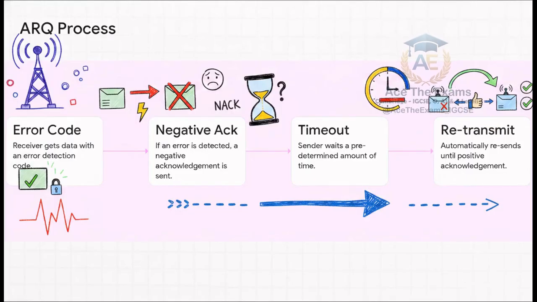Moving to Challenge 2, Find the Flaw. I'm going to describe the ARQ, Automatic Repeat Request process. See if you can spot what students usually miss.